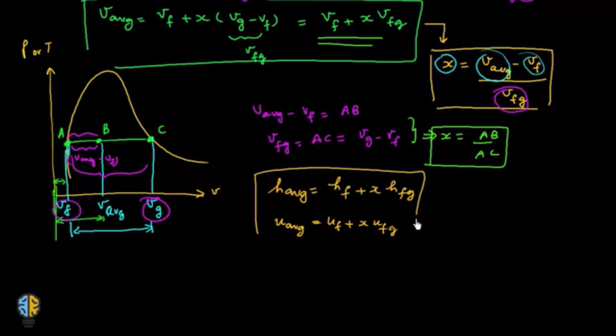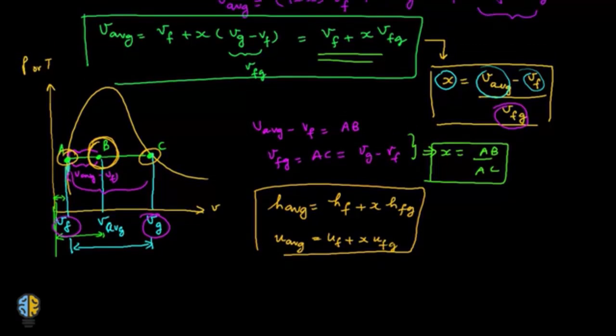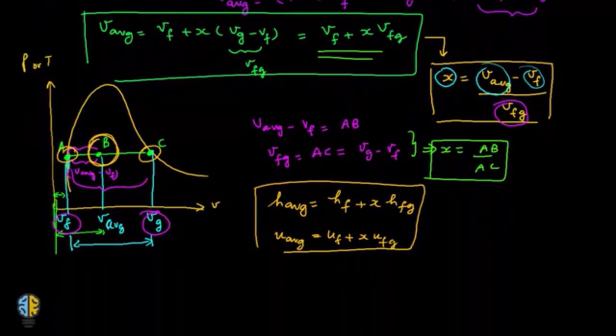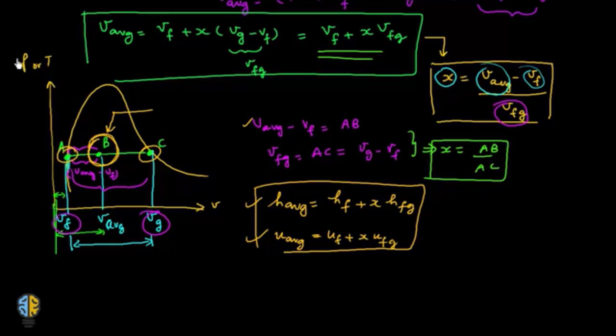So these expressions can be used to find out the property at some intermediate point, which is between the saturation points of liquid and vapor phases. So I hope you understood the procedure to find out the value of enthalpy, the value of internal energy, the value of volume at any intermediate state which is lying between the saturated states.